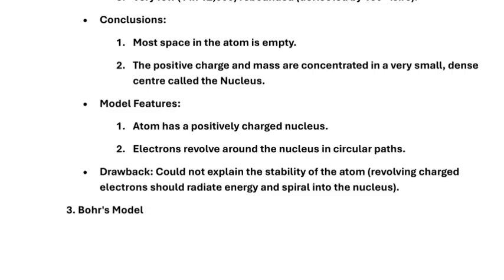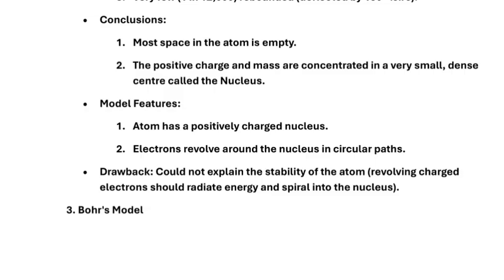Model features: 1. Atom has a positively charged nucleus. 2. Electrons revolve around the nucleus in circular paths. Drawback: it could not explain the stability of the atom. Revolving charged electrons should radiate energy and spiral into the nucleus.